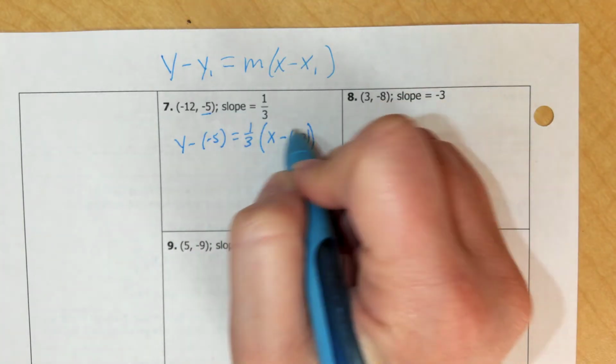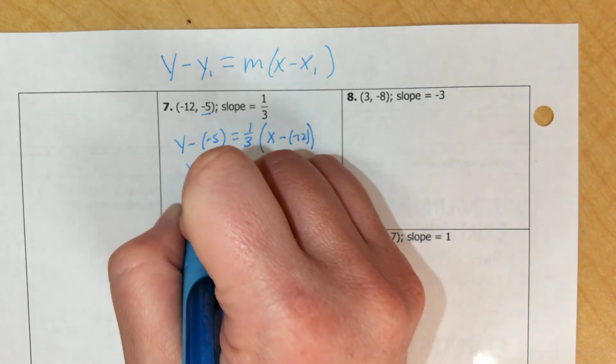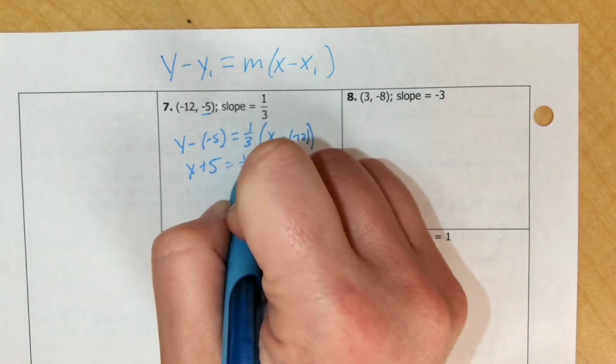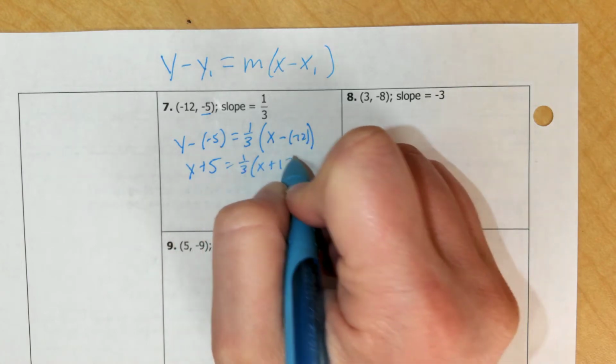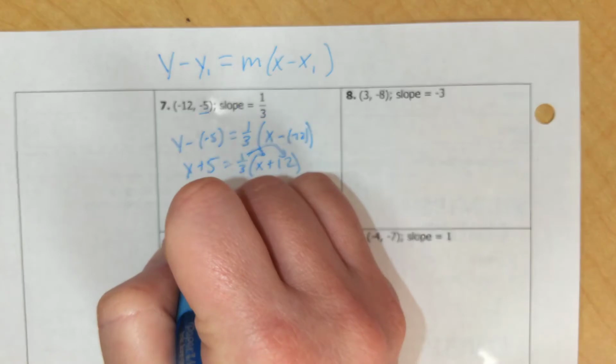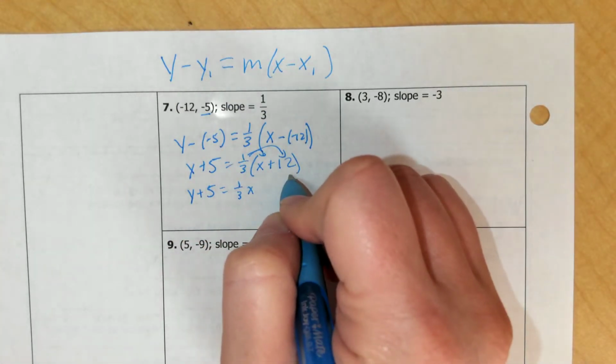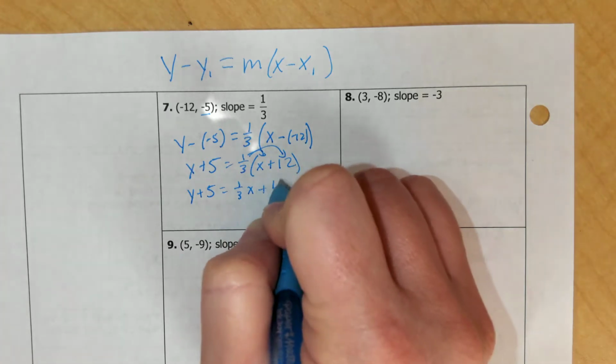And I'm going to rewrite this with these minus and negatives being a plus sign. So y plus 5 is equal to 1/3 times x plus 12. And now I'm going to distribute that 1/3. So y plus 5 is equal to 1/3 x, and then 1/3 times 12 is positive 4.